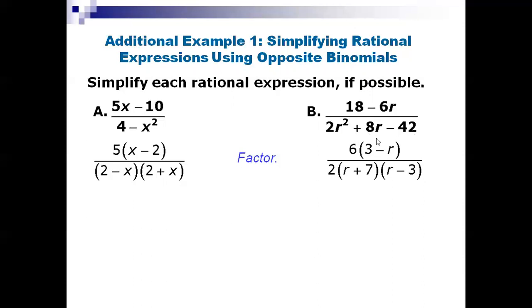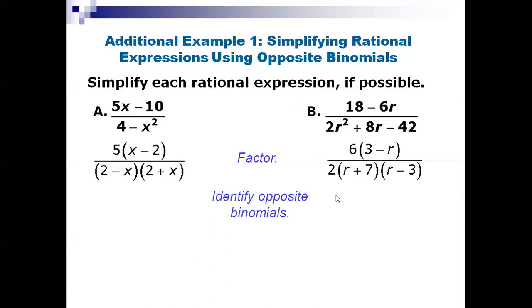What is left here is r squared plus 4r minus 21. So find the factors of negative 21 whose sum is positive 4. So that could be 7 and negative 3. So the factored form of the denominator in letter B is 2 times r plus 7 times r minus 3.